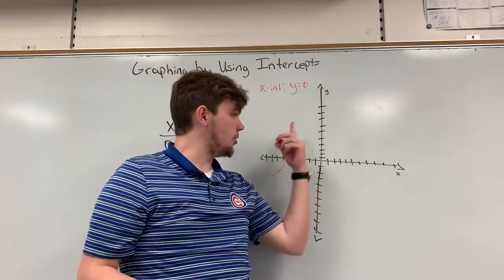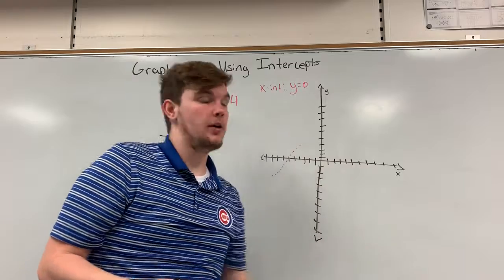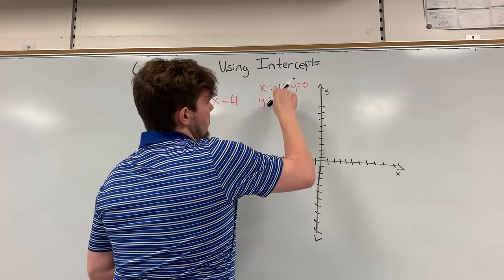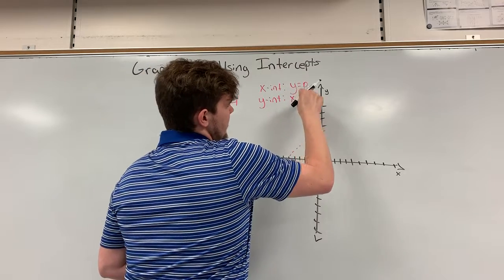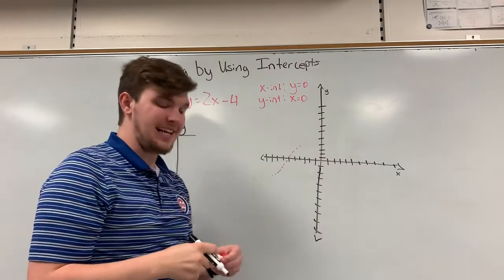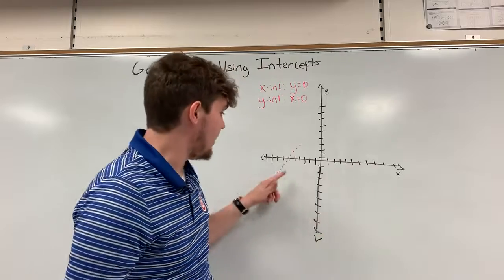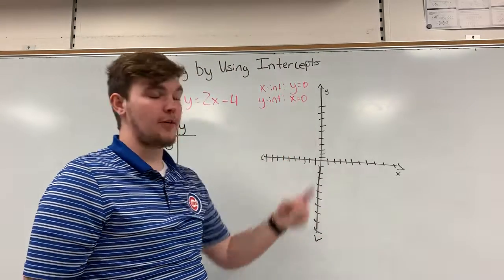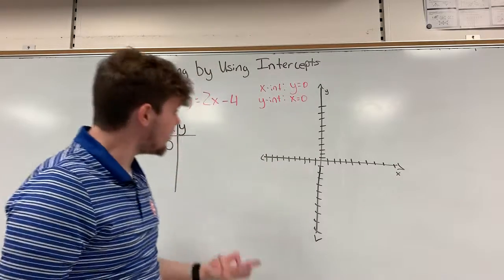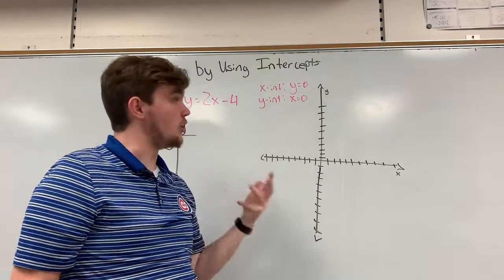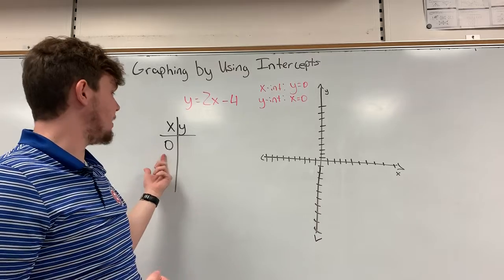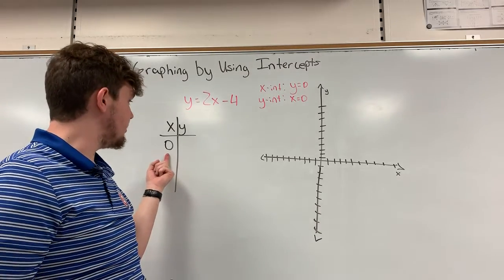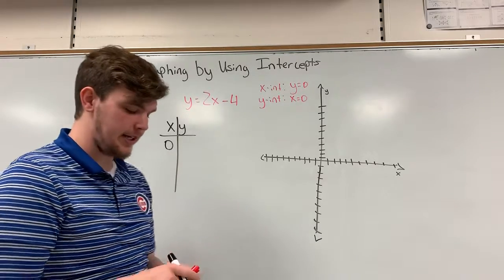I could also make a similar argument that when I find the y-intercept, my x is equal to 0. So it's always like the opposite of what you would expect, really. I'm going to use this information to find my two intercepts of this line. I started by substituting in 0 for x, so let's go ahead and do that and see what we get.